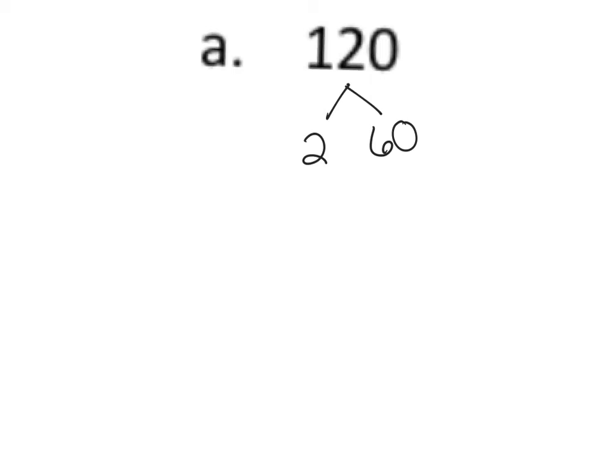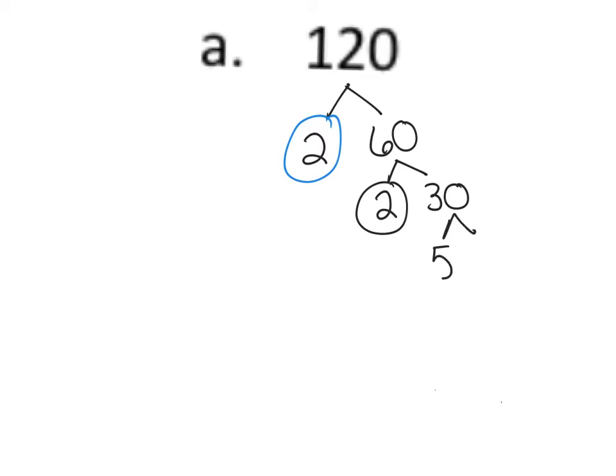And a tip that I gave my students is to circle your prime numbers. So 2 is prime, so I can stop on that side, but 60 is not prime. So I'm going to break 60 down. And then some of you chose 2 and 30. And 2 is prime again, so we circled it. 30, then some of you chose 5 and 6. You could have also done 3 and 10.